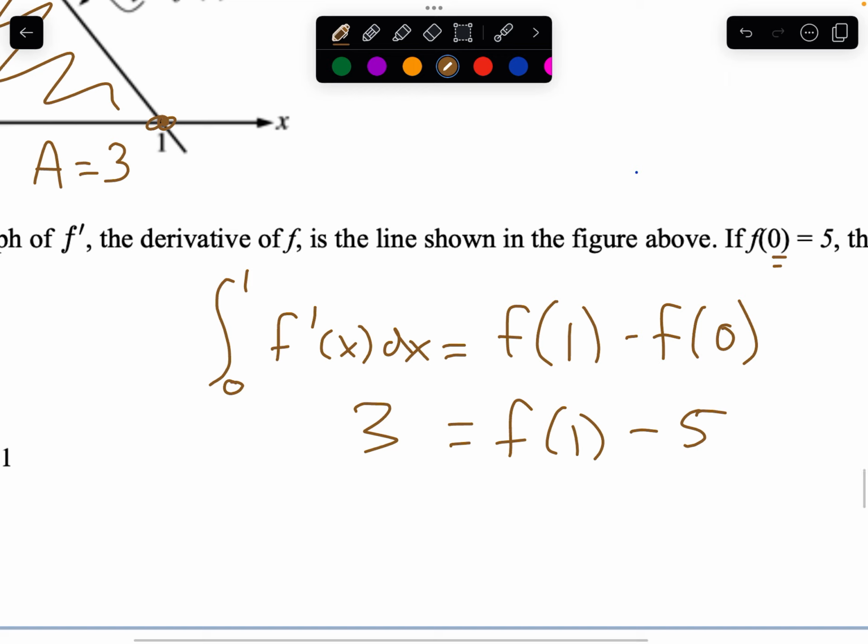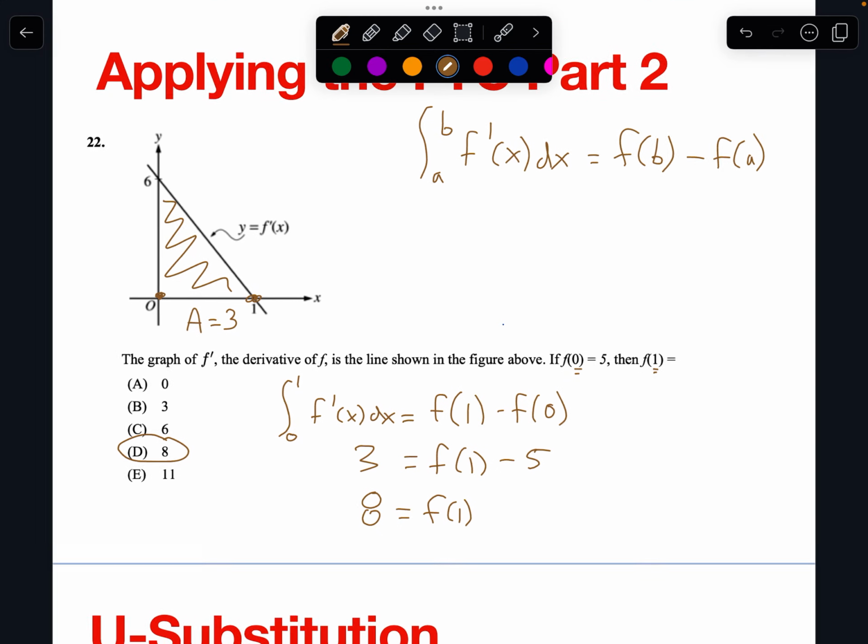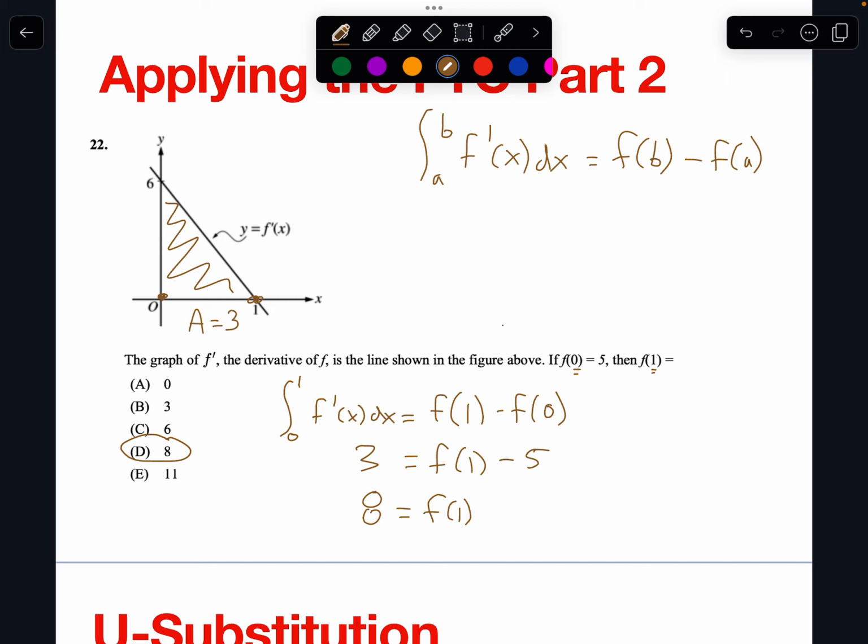So the left-hand side of our equation is equal to 3. Now we can add 5 over in order to solve for f of 1, which is 8. So here's the fundamental theorem of calculus part 2, setting up a definite integral and evaluating it using antiderivatives applied in this context. Of course, there's various other contexts, but here is a nice multiple choice practice question.